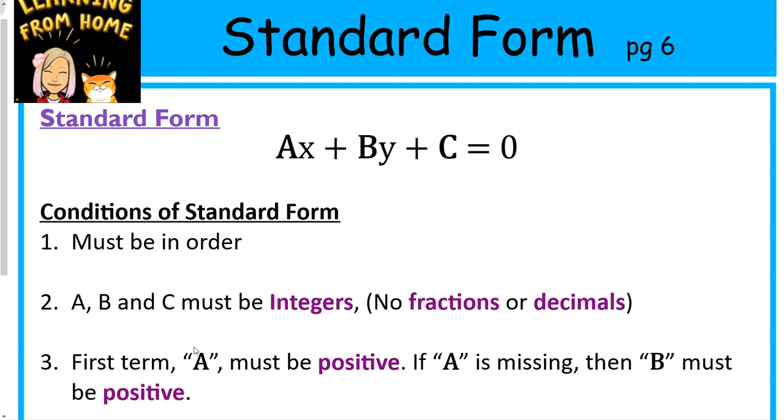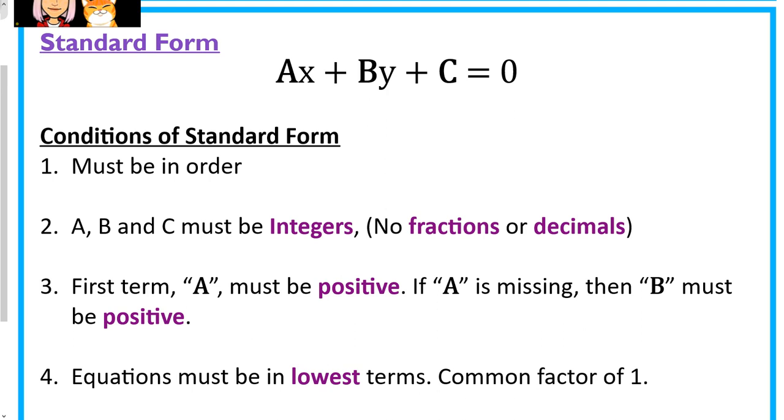And then first term A must be positive. All right, if it's a negative value, what you want to do is divide all the terms by -1, and that will eliminate that negative value. If A is missing, then B has to be positive. That has to be the first term. And the last thing you want to pay attention to is making sure that the equations are in lowest terms. You need to have a common factor of 1. So if you have values that can be divided by a common value, you have to lower those.